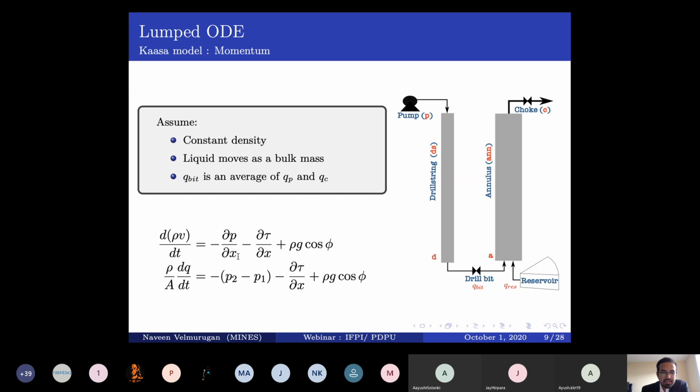Using the same formulation earlier, we can reduce this particular formulation to a simplified differential equation that takes this particular form. You see the fluid flow through a particular control volume is dependent on the pressure at the inlet and exit, the outlet, some frictional term, and some gravity.